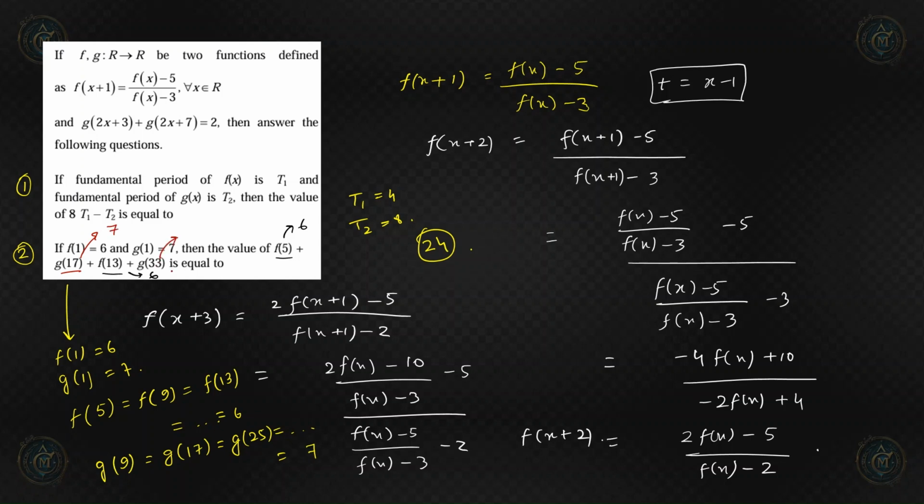And g(33), this again we can write as 1 plus 4 times 8, right? So this becomes again 7. So what will be our answer in this second question? The answer will be 2 times 7 plus 6, that will be 26. Okay, so the answer for the first question is 24 and the second question answer is 26.